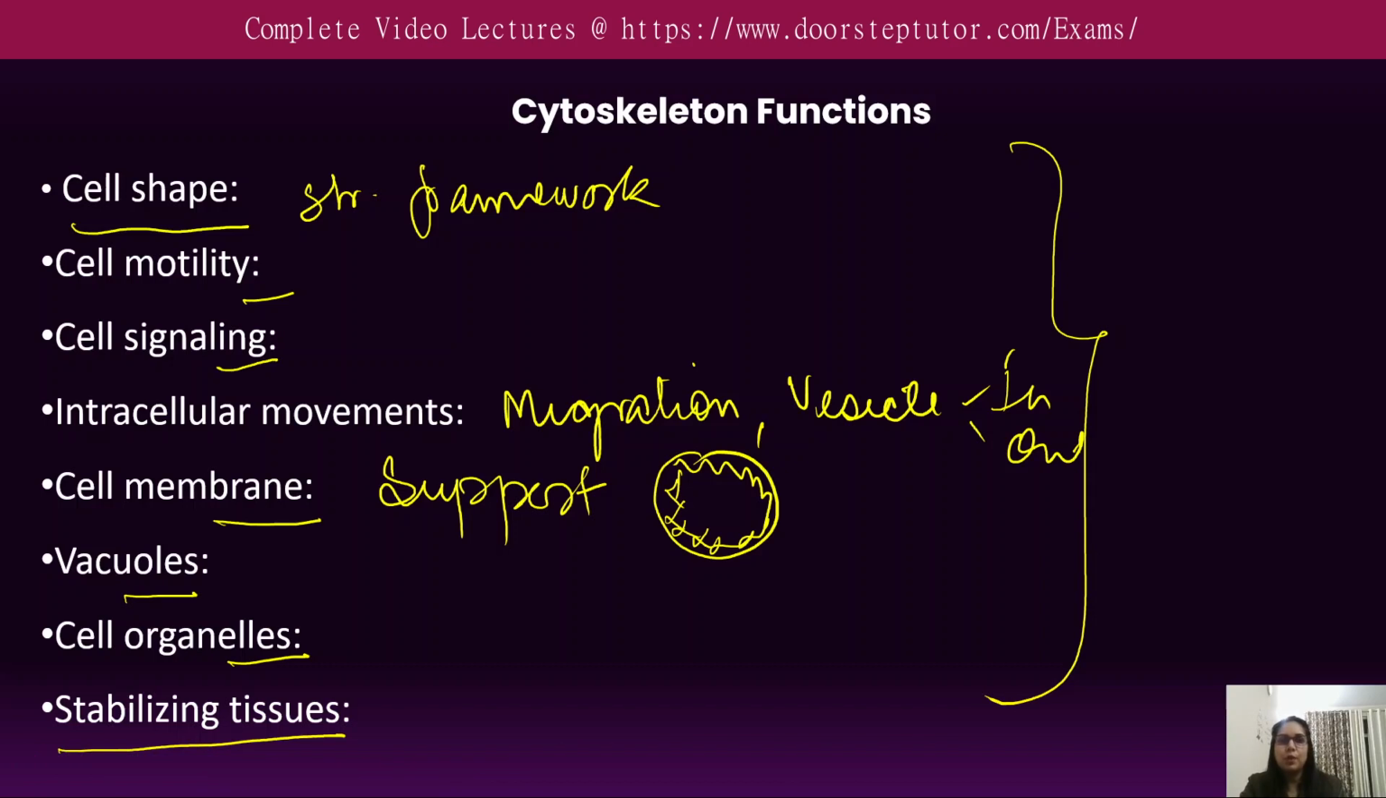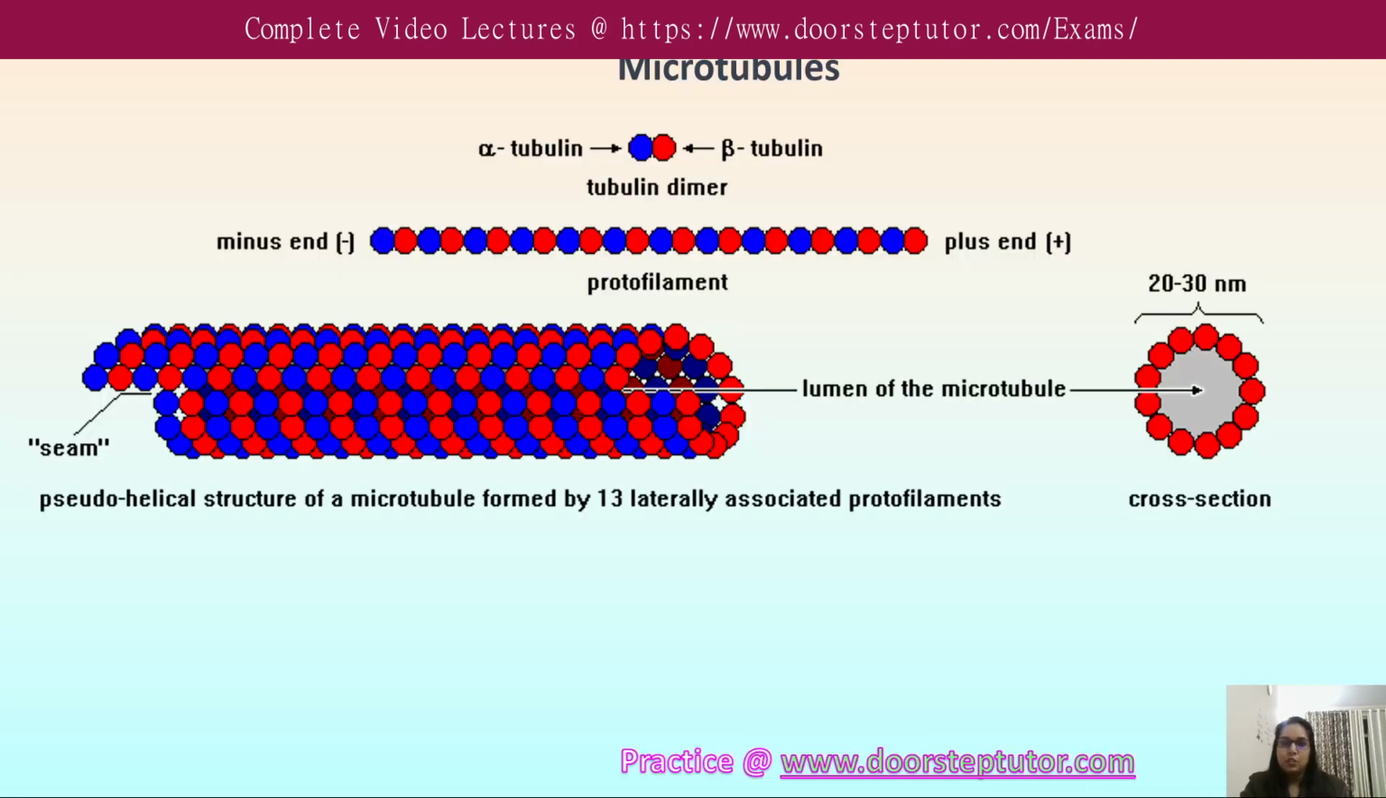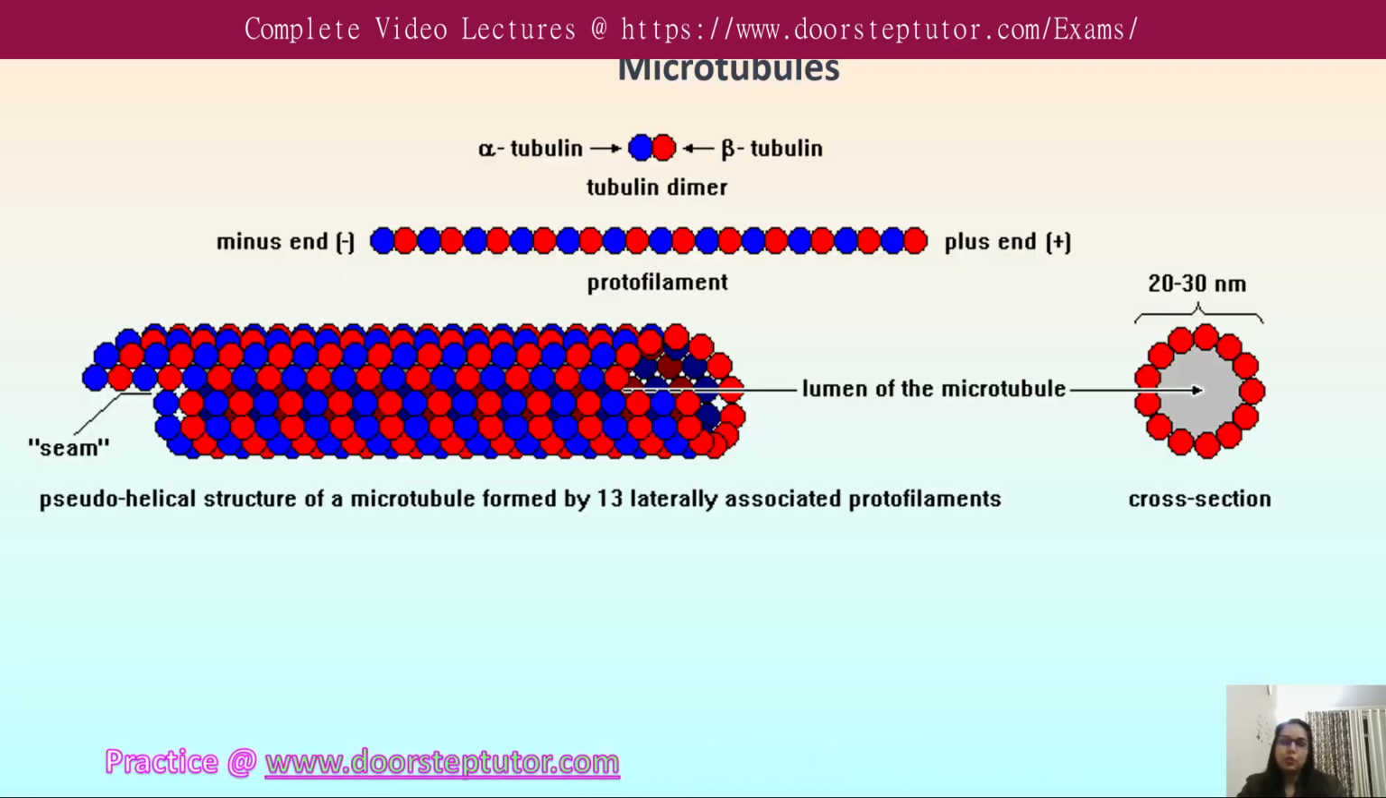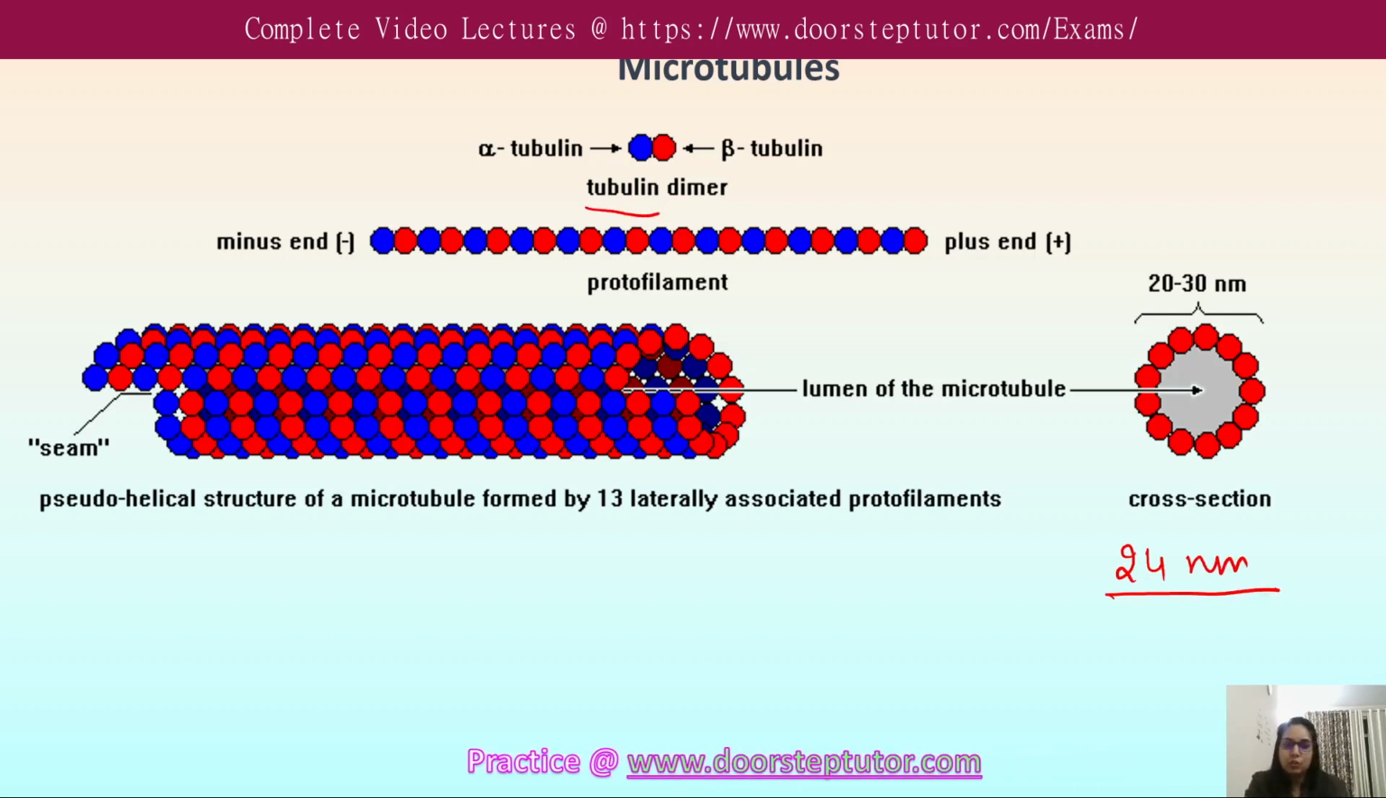Now we'll discuss one by one the three different components or types of the cytoskeleton. The first one is the microtubule. Microtubules are very small. They are hollow, unbranched, cylindrical tubes with a diameter of approximately 24 nanometers, and they are composed of a protein known as tubulin.